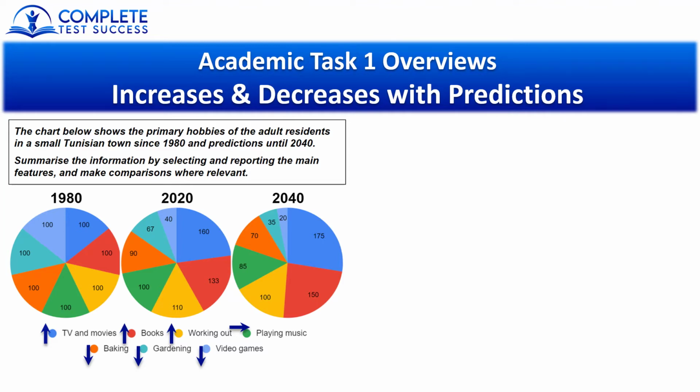And then I do the exact same thing for the predictions. Looking at TV and movies again, I can see that the numbers are 160 and 175, so I'll mark this with an upward pointing arrow and do the exact same thing for all of the other categories. And that leaves us with 1 arrow on the left representing 1980 to 2020 and 1 arrow on the right representing the predictions. Once more, with all the arrows in place, I'm very confident about what I need to include in my overview.